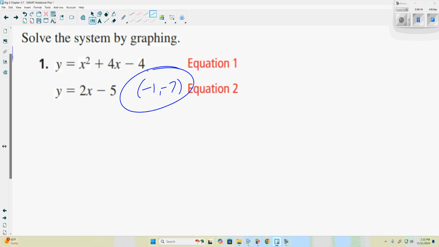All that's telling us is at that point, the two graphs cross, the two graphs intersect. That's our solution. Questions on this here? Now we can check it if we want, but that is it. That's all we have to do. We're ready for the next one.